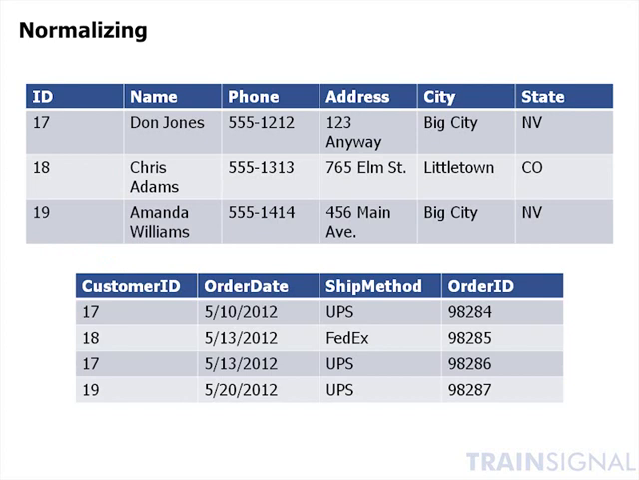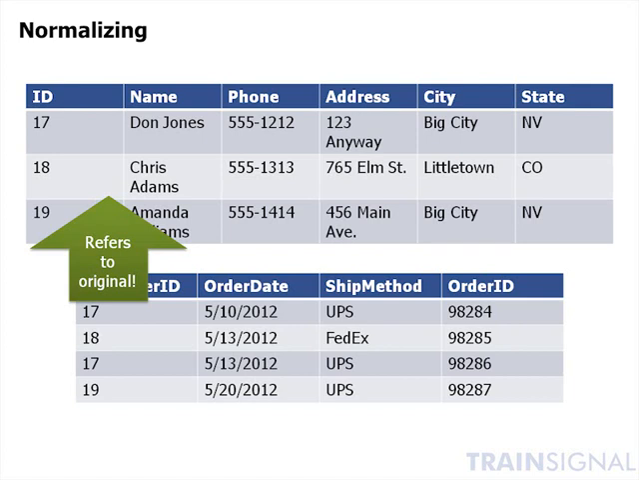Now we're back to our original database design, where instead of listing the customer name in the bottom table, we're listing a customer ID number. This lets us refer to the original information. So rather than putting Don Jones as the first order in our bottom table, we put ID number 17. That refers us back to customer ID number 17 in the top table. Now, if we need to make a correction to that customer's information, we only have to do it in one place.